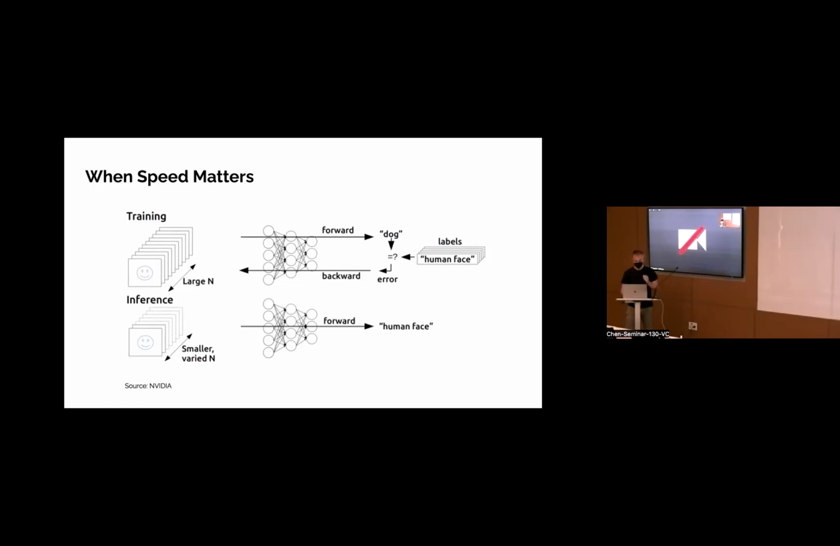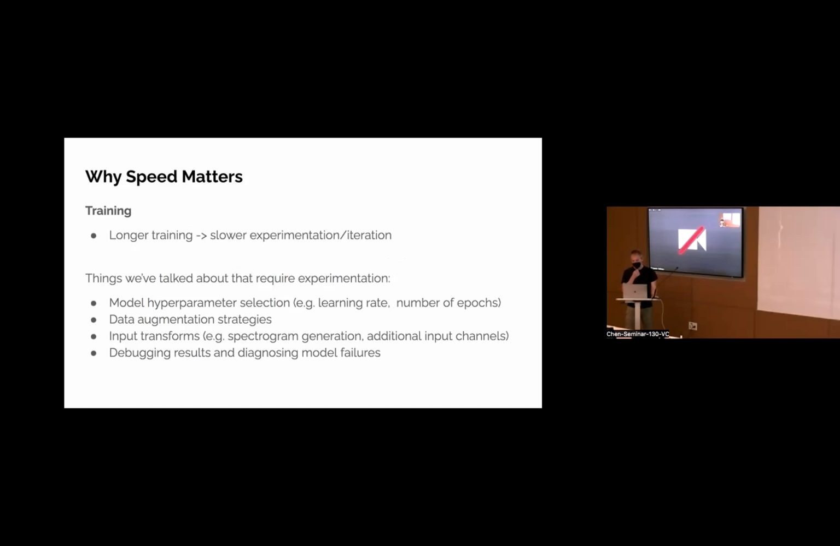So both of these are impacted by the speed of your model and your model pipeline, and you should care about speed for both of them. During training, you care about speed because longer training means that you have to wait longer to know how well your model did with some set of parameters that you gave it. And over the last couple of weeks, we've talked about a lot of different parameter selection that requires experimentation to tell if it helped or hurt your model.